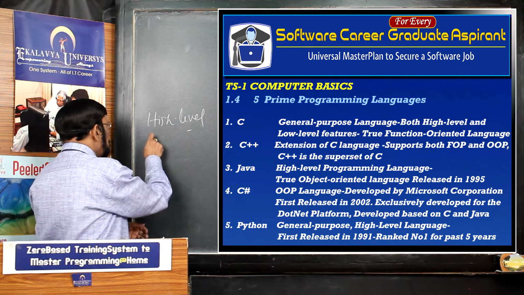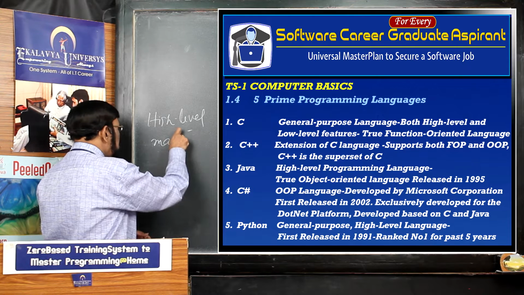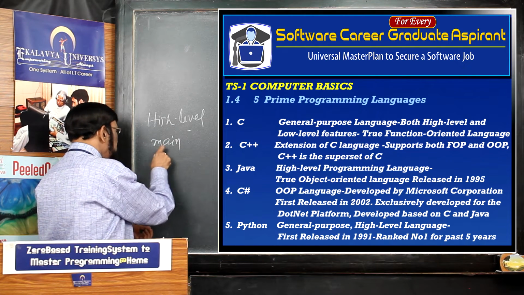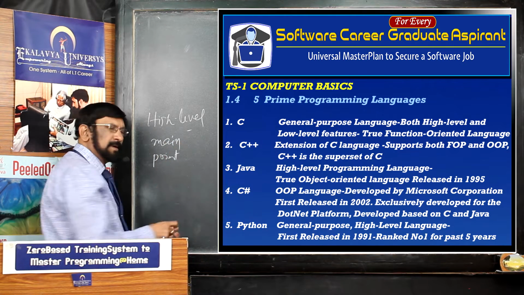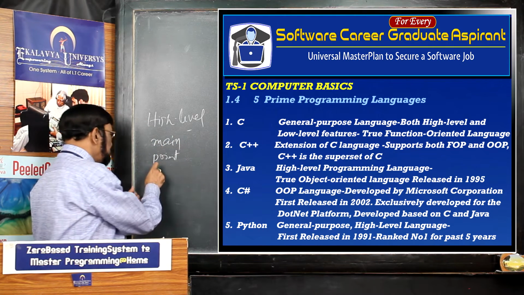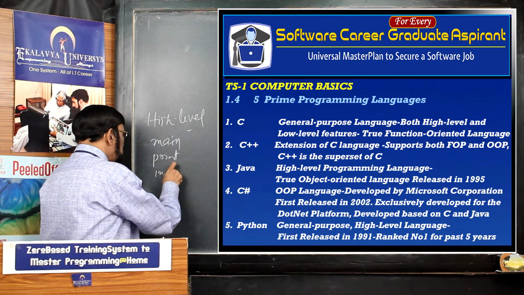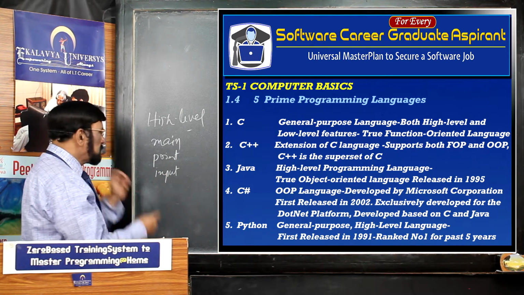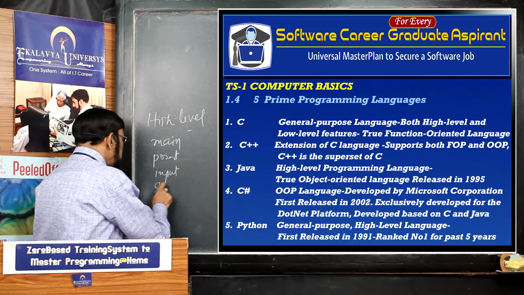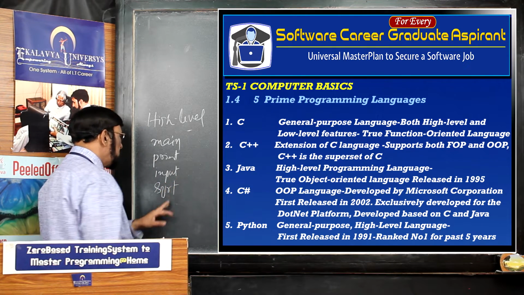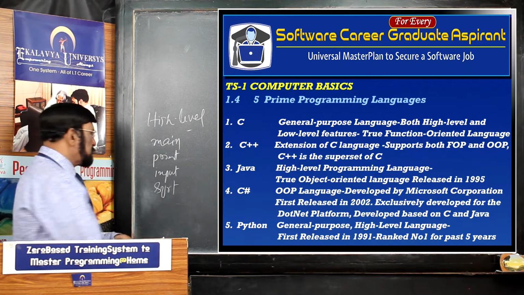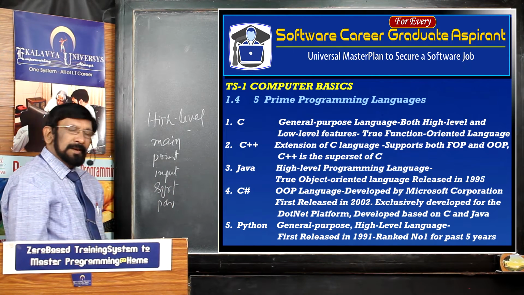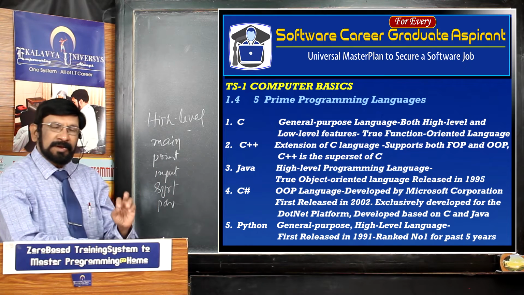Just for example, suppose one main function is there. For that, the name is main. For the print function, its name is print. Print means displaying on the monitor screen. One input function is there for taking data from the keyboard. For calculating the square root of a value, its name is sqrt. For calculating the power of values, it is pow. Like this, hundreds of words are created.